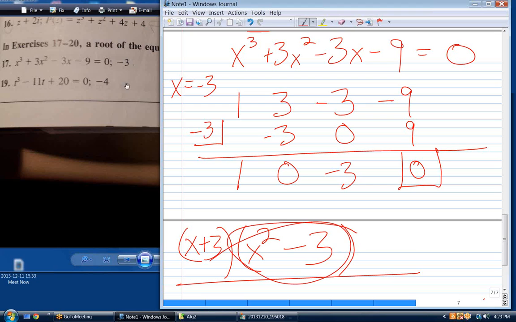So in this case where they give you a cubic and they give you one solution, you just do synthetic division and you'll come up with the resultant quadratic. And you can always handle a quadratic. Worst case scenario is you got to put it into the quadratic formula. But that's the worst case scenario. Okay.